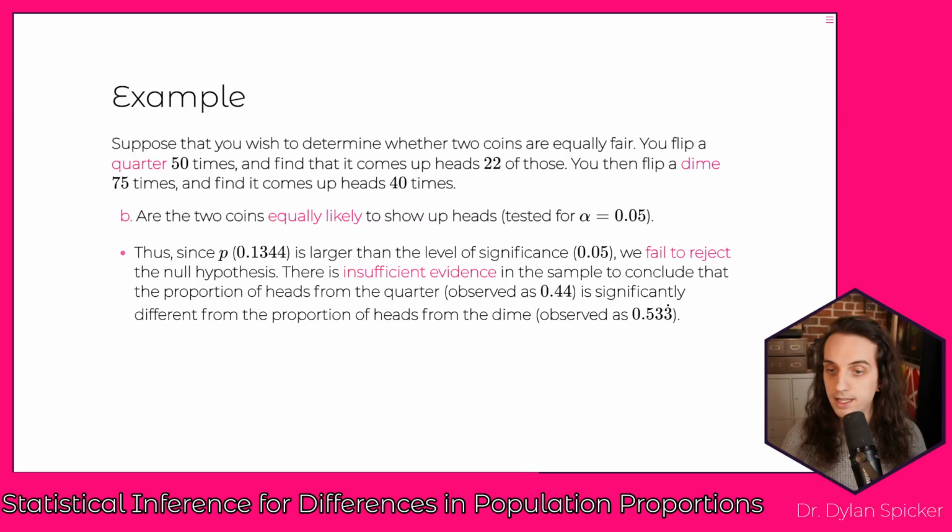So are the coins equally likely? Since the p-value, which we had as 0.1344, is larger than the level of significance, which we have as 0.05, then we fail to reject the null hypothesis.